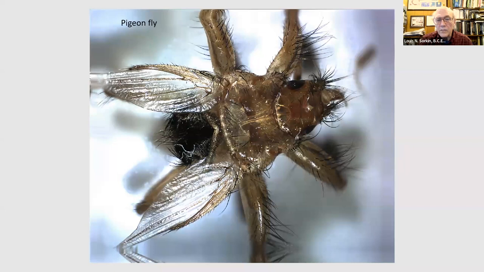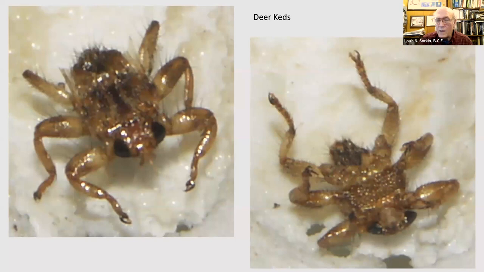Deer ked, this is another fly. It's parasitic on deer. And it doesn't have wings. It stays on that animal.